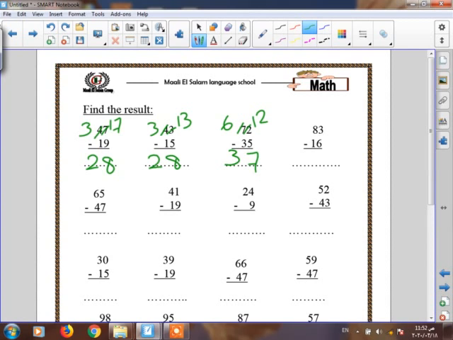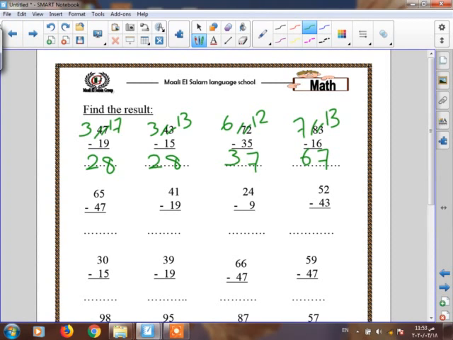83 minus 16. So I start from ones. 3 minus 6. No, we can't. Borrow 1 from 8. 8 becomes 7 and 3 becomes 13. 13 minus 6. After 6: 7, 8, 9, 10, 11, 12, 13. How many fingers? 7. Tens minus tens. 7 minus 1 equals 6.